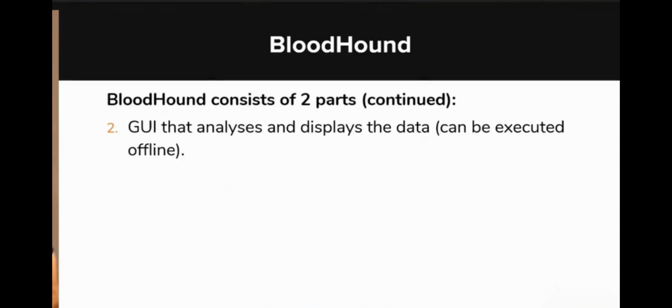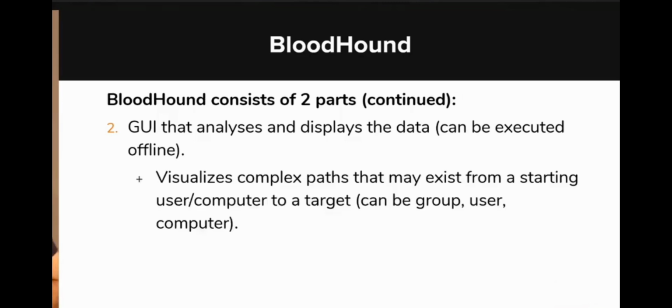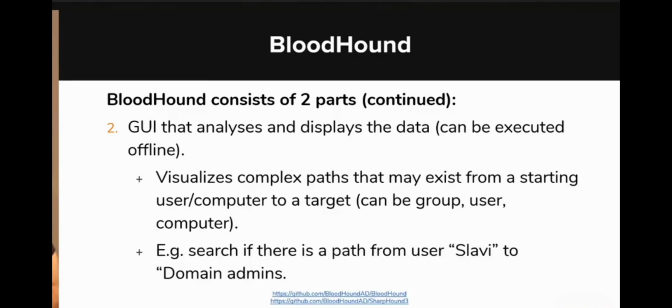Now, the second part of BloodHound is essentially a database with a nice GUI. And that GUI is the part which displays back to us the results that were collected. Essentially, it's just a visualization of all the relationships which were discovered. And we can also do custom searches. One such example would be if we take a user in our environment called Slavi and search if Slavi has a way to become domain administrator.